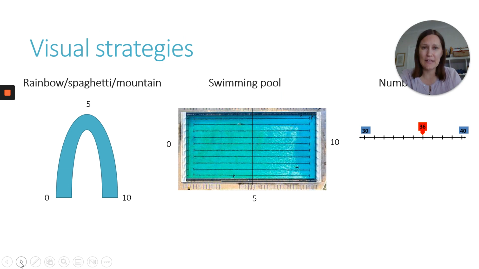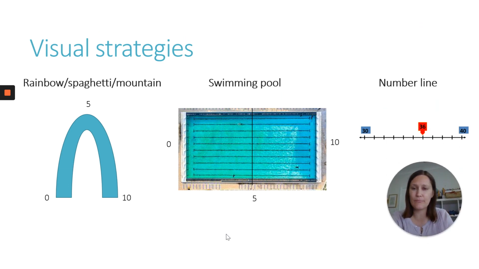To help you understand rounding, you might use some of these visual strategies. I'm just going to move my face down here so that you can see this third one. Let's have a look at the first one over here, the rainbow spaghetti mountain. I've seen this described in various ways. You might look at it as a rainbow. You might look at it as a pile of spaghetti with meatballs on the top where the 5 is there. You might also consider it as a mountain. But the main idea is that you climb up one side of this mountain or rainbow or mound of spaghetti.